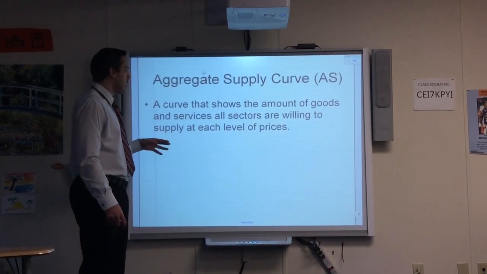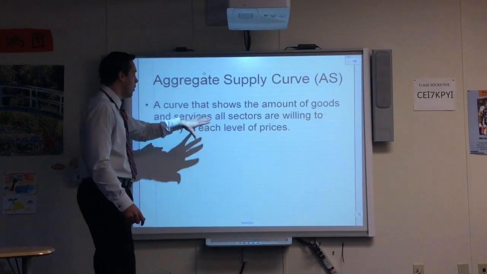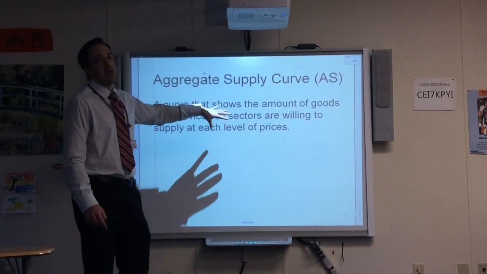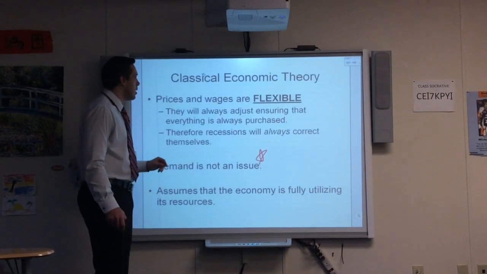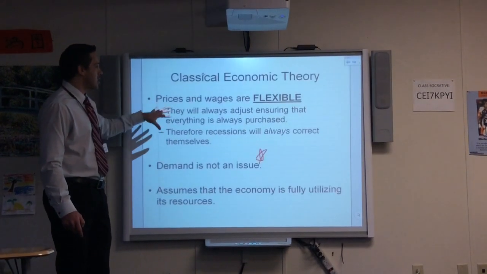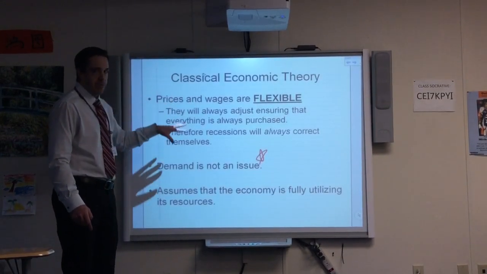The aggregate supply curve will show the amount of goods and services all sectors are willing to supply. This is basically the business sector and the foreign sector, but at any price level. In the classical theory of economics, prices and wages are flexible.